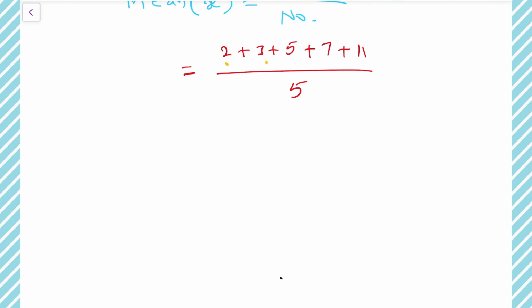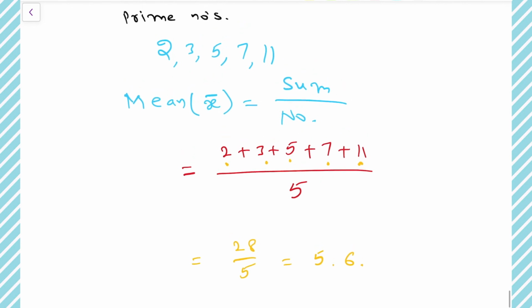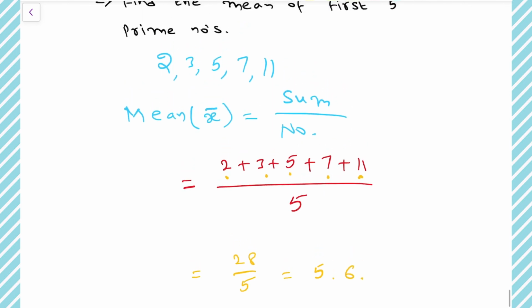2 plus 3 is 5, 5 plus 5 is 10, 10 plus 7 is 17, 17 plus 11 is 28, divided by 5. So 28 divided by 5: if we do the division, 5 5s are 25, 3 remains. So 5.6 is the mean of the first 5 prime numbers.